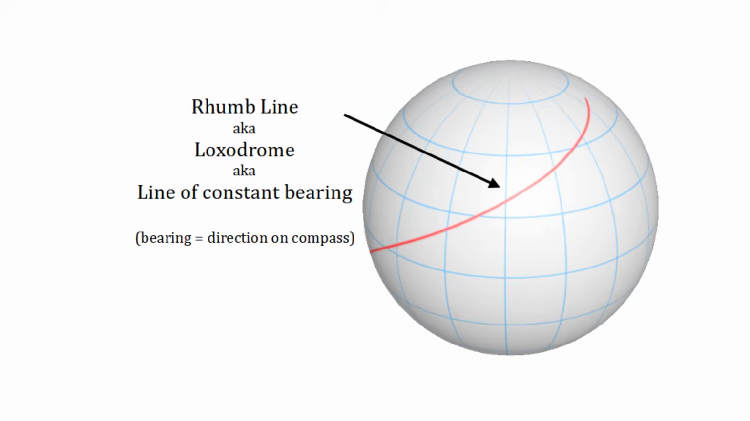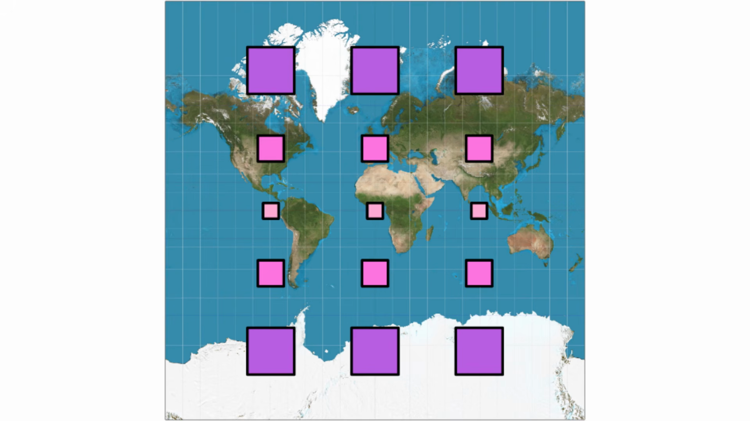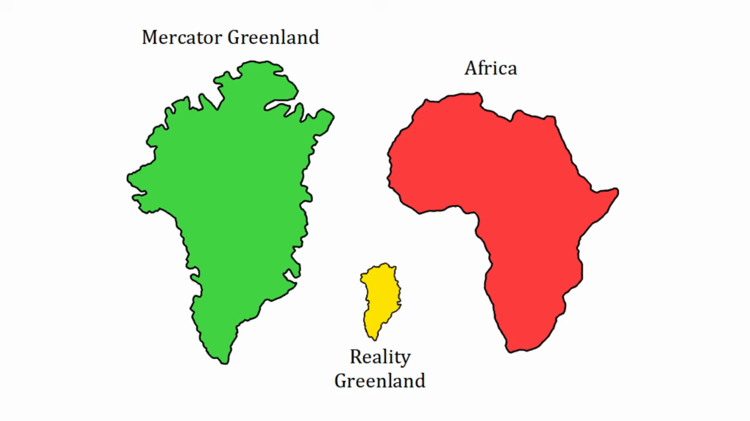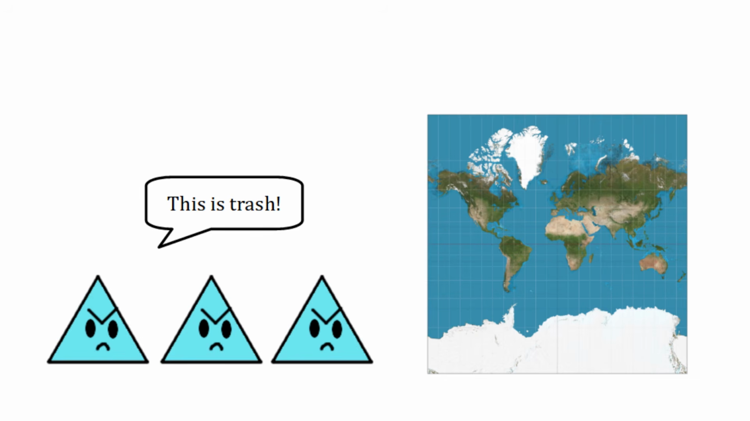The conformal property comes at a cost, though. The Mercator projection distorts the size of things more than any other map. The classic example is that Greenland looks comparable in size to Africa, when in reality it's smaller than even just the DR Congo.